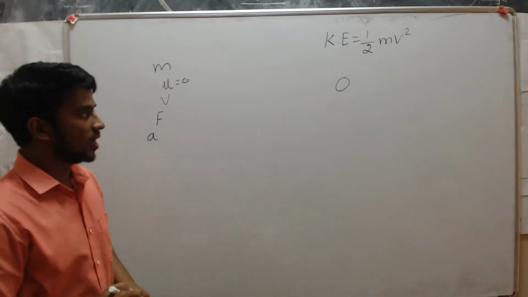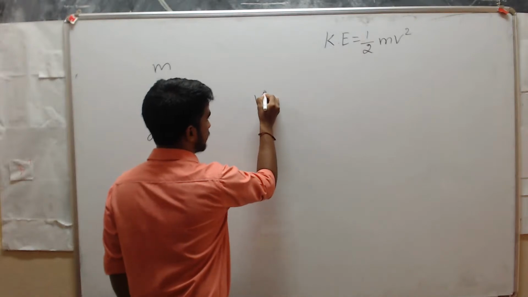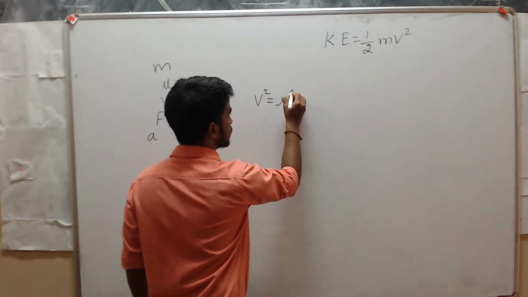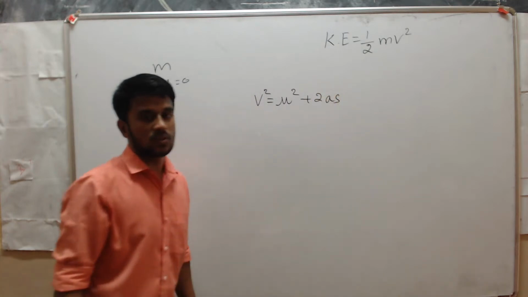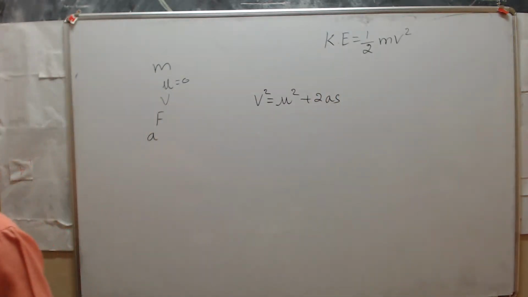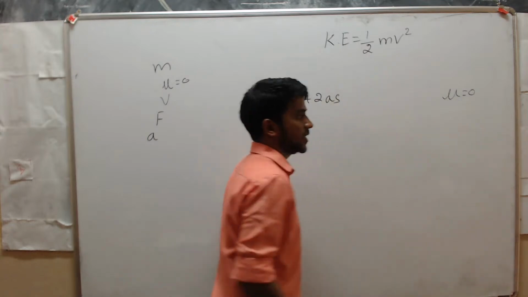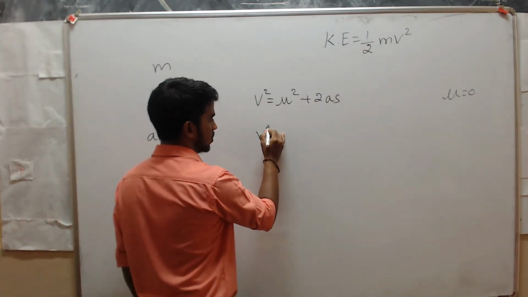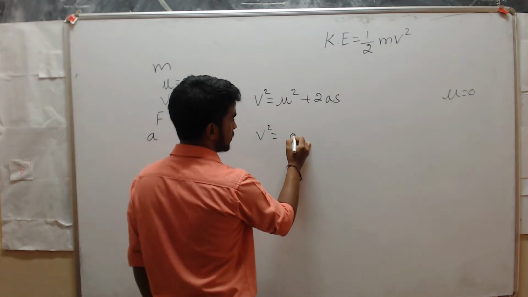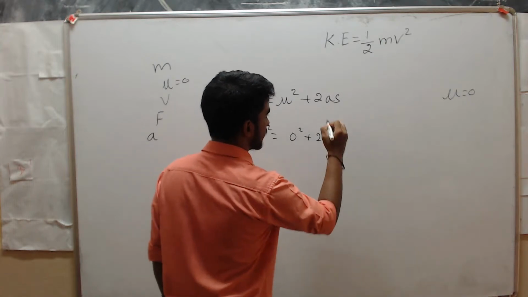Now using the third equation of motion, what is the third equation of motion? That is v square is equal to u square plus 2as. Its initial velocity is equal to 0, right? Because initially that object is at rest. So v square is equal to 0 square plus 2as.